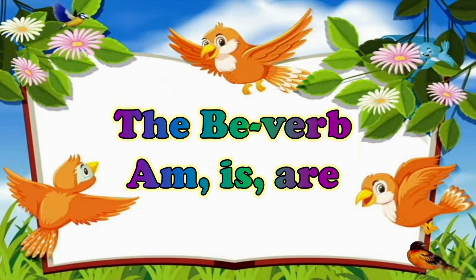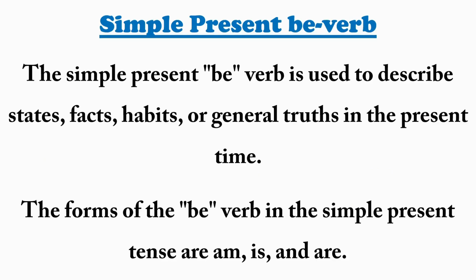The be-verb: am, is, are. Simple present be-verb. The simple present be-verb is used to describe states, facts, habits, or general truths in the present time. The forms of the be-verb in the simple present tense are am, is, and are.